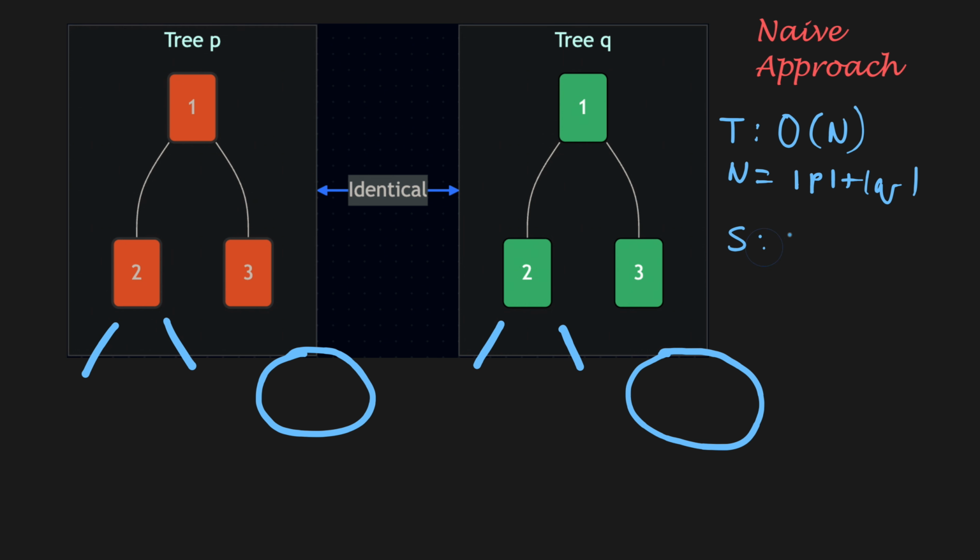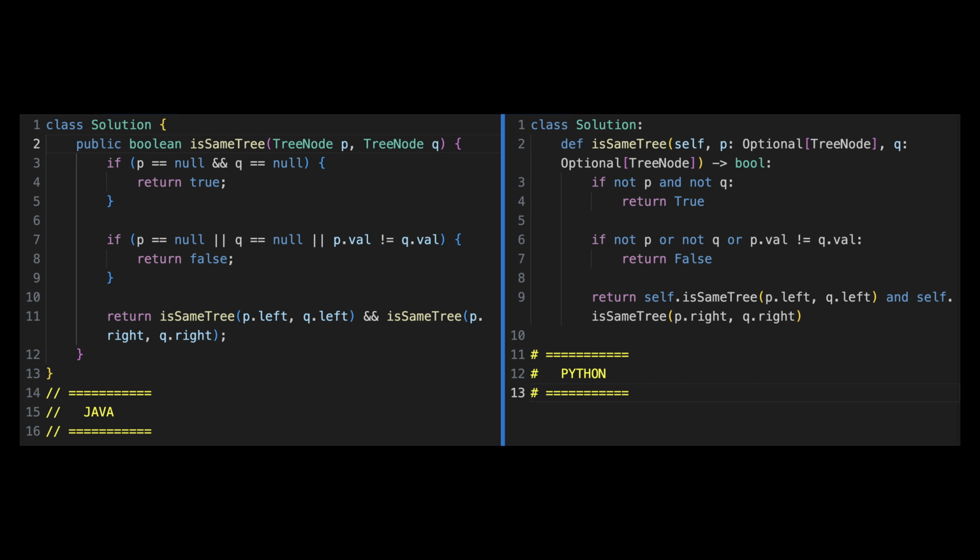And the space complexity will be O of h, where h is the height of the tree. As we are using the recursive approach, the depth of the call stack is proportional to the tree's height. For a balanced tree, the height is log of n, making our space complexity O of log n. But for a completely unbalanced or skewed tree, the height becomes n, leading to a worst case space complexity of O of n.